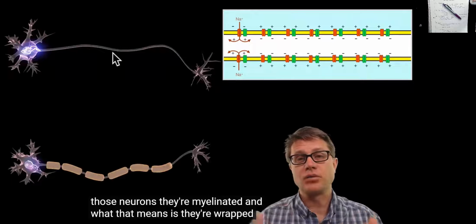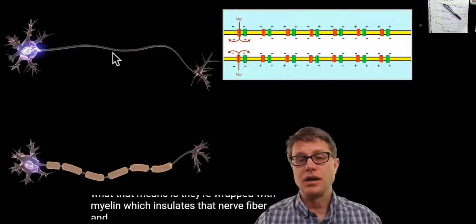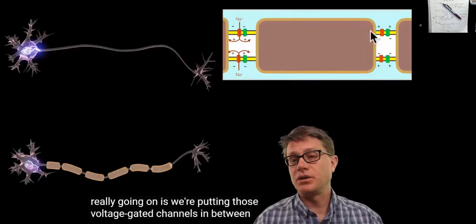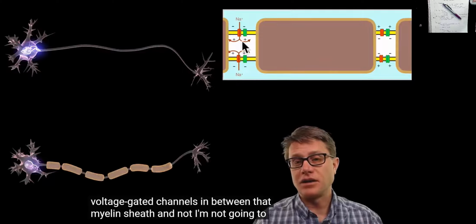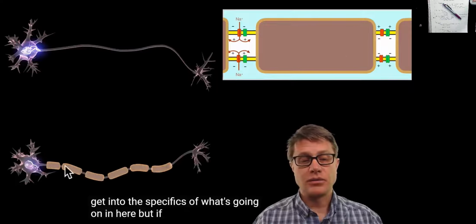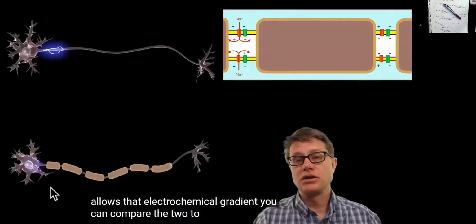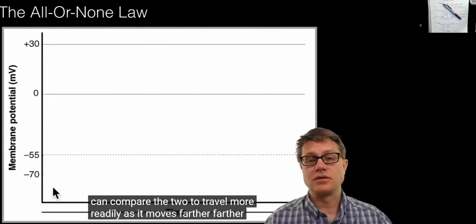And what that means is they're wrapped with myelin, which insulates that nerve fiber. And so if we look at it like this, what's really going on is we're putting those voltage-gated channels in between that myelin sheath. And I'm not going to get into the specifics of what's going on in here, but if we look at this simulation right here, what it does is it allows that electrochemical gradient, you can compare the two, to travel more readily as it moves farther down the neuron.